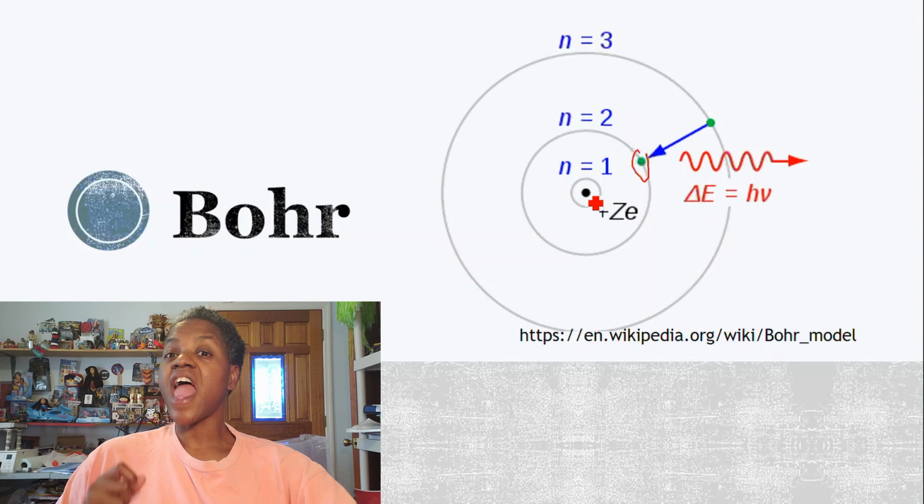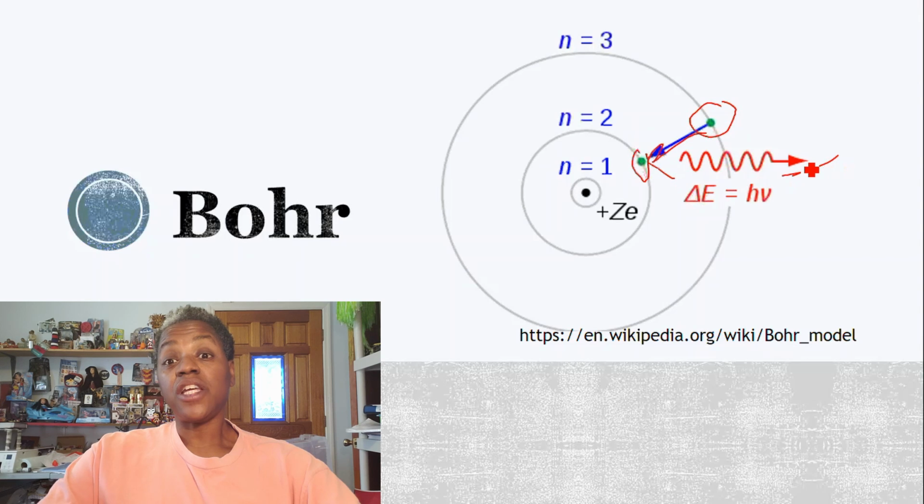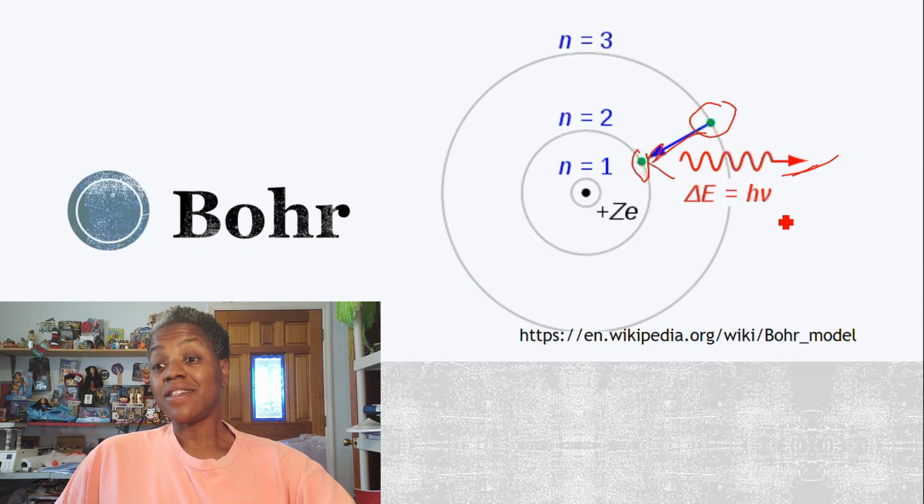Now, these orbits have energy. And the energy increases as you get farther away. So what happens is when these atoms absorb energy, the electrons can go up to a higher energy level, so a higher orbit. However, it's not stable there. So it will eventually fall back down, and when it does, the energy will be released as light. And this is a light that has a specific wavelength and frequency. And when those wavelengths are in the visible spectrum, we see them as colors.